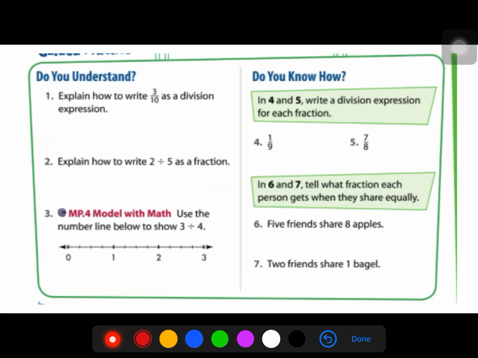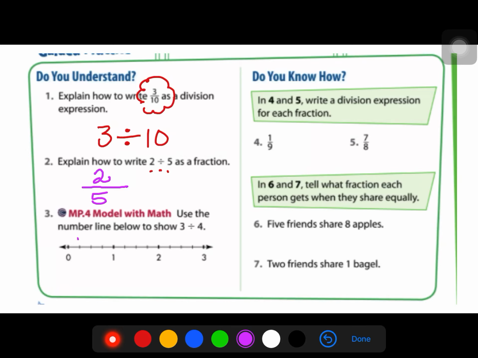That's it. The practice for this lesson would be how to write this as a division expression. 3/10, everyone, would be 3 divided by 10 because the fraction bar is a division sign. So, the same way, 2 being divided by 5, how could I write that as a fraction? 2 divided by 5. Well, the number 3 says to use the number line to show 3 being divided into 4 parts. And we did that.